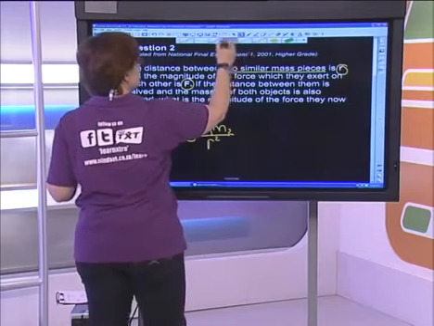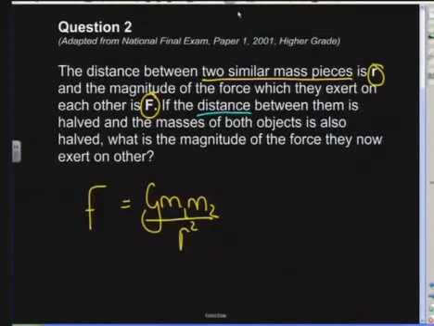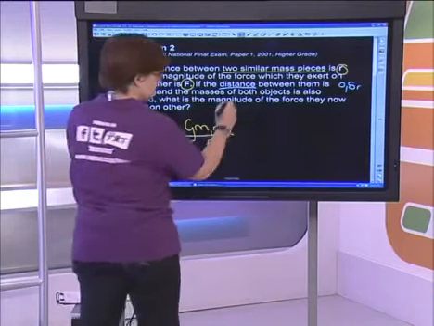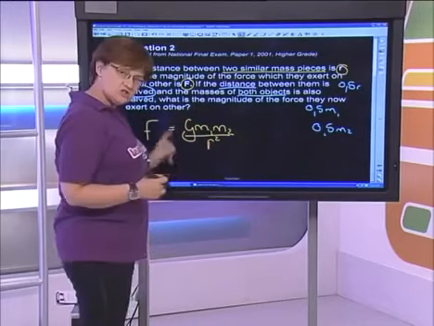And I'm going to change pen so it's a little bit easier. If the distance, so if r is halved, so they're saying I'm now going to use half of r, and the mass of both objects, both of their masses, is also halved. So in other words, I have 0.5 of the first mass and 0.5 of the second mass. What is the magnitude of the force they now exert on each other? They want this in terms of the original force.